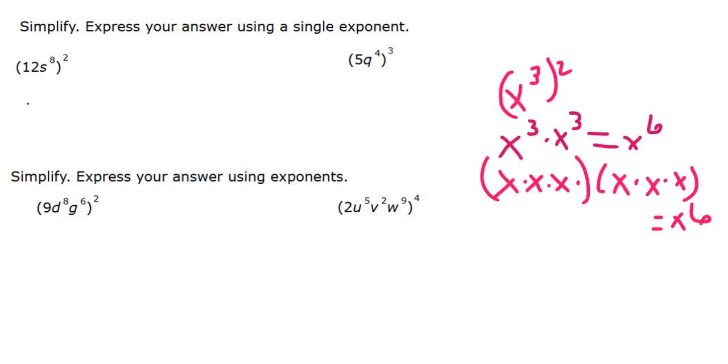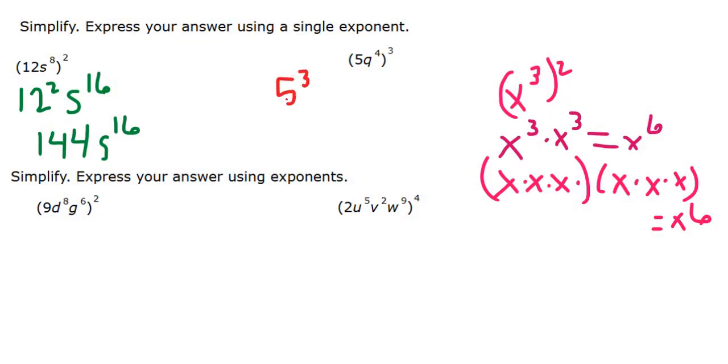So for this first one, the top left corner, we really have 12 squared times s to the 8th squared. 8 times 2 is 16, and 12 squared is 144. And we'll do this in one step. So 144 times s to the 16th power. And this next one, it's really 5 to the third power times q to the fourth to the third power.